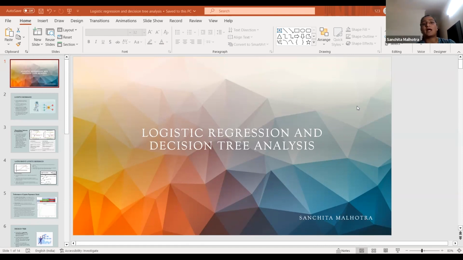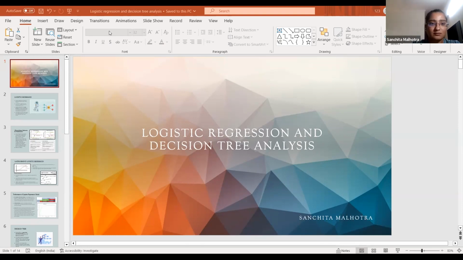I'm working at a private bank, and today I'll be touching upon the topics of logistic regression and decision tree analysis. These topics are quite close to me because I'm an economist by degree and by training, and an analytics professional by experience. So just adding on to that further, I would like to touch upon these topics and take a session on these.